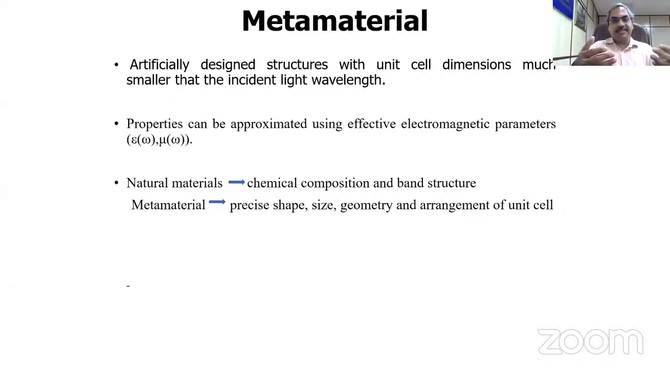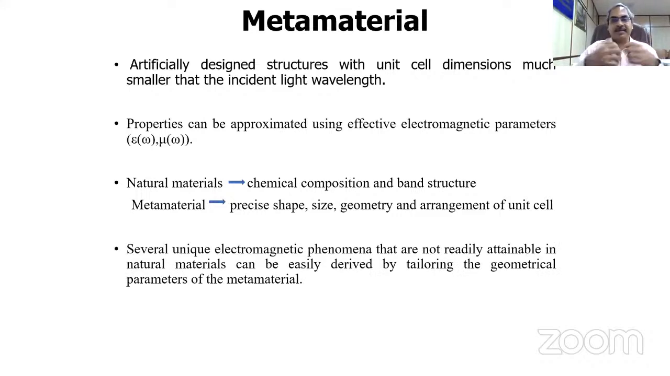So for naturally existing materials, we generally talk in terms of chemical composition and band structure, right? But in metamaterials, we talk about the shape, size, geometry, unit cell. You take one shape and then you repeat it in a certain fashion, right? So how this arrangement of these unit cells is going to control the properties of the metamaterial. There are several unique phenomena that do not exist in nature, but we can easily tailor them by modifying these geometrical parameters of the metamaterial.